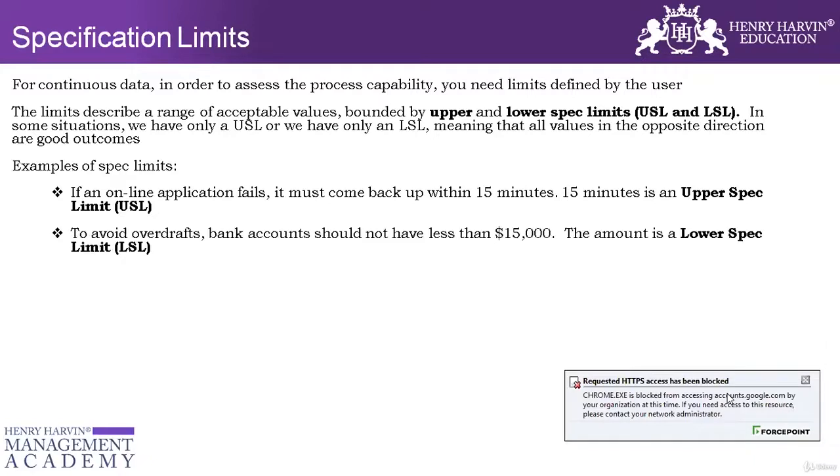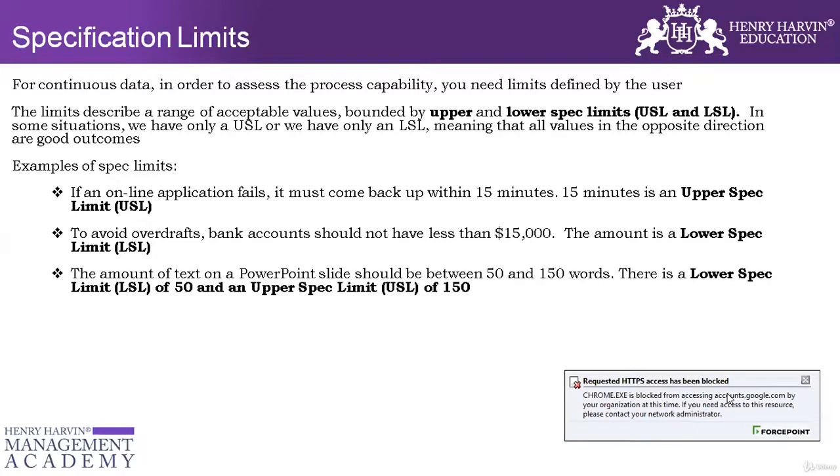Another example. To avoid overdraft, bank accounts should not have less than $15,000. So here, it should not go below 15,000. If your bank account has less than $15,000, it is called out as an overdraft. So this 15,000 is your lower specification limit, the limit which it should not go beyond. So that's a lower specification.